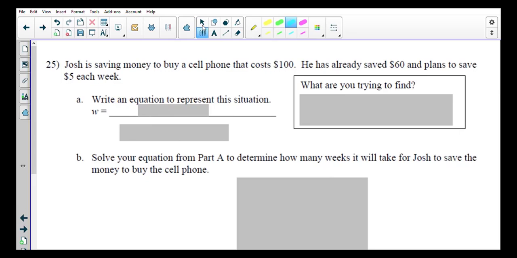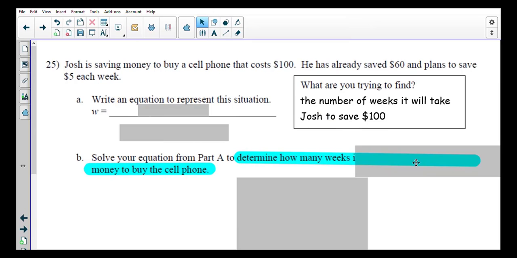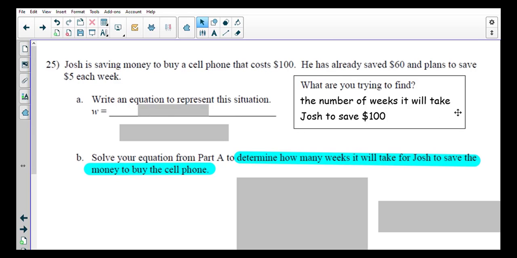So what are we trying to find in this question? Well, it's always going to tell you somewhere in the problem what you're trying to find. In fact, it says, determine how many weeks it will take for Josh to save the money to buy the cell phone. That is our unknown. So what I put in this box, even though we don't typically write this box out, we're trying to find the number of weeks it will take Josh to save $100. And that's $100 total. That includes what he already has, plus what he's going to save in terms of earning money or saving money each week.